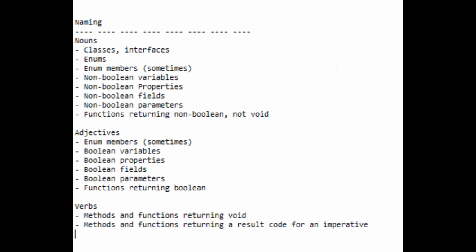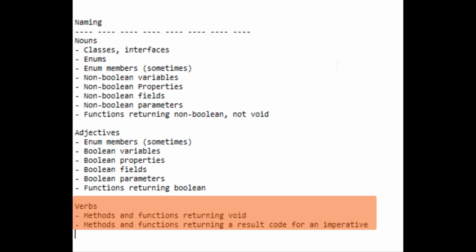You can see that we have three basic parts of speech: the nouns, the adjectives, and the verbs. As we look at the different elements of our code, we see that it makes a lot of sense that each kind should be consistently named according to one of these parts of speech. In this table, you can see how each kind of element is classified by its part of speech. Enum members are a bit of an exception as they can span several categories. There may be other rare exceptions too, but for the most part you can rely on these classifications.